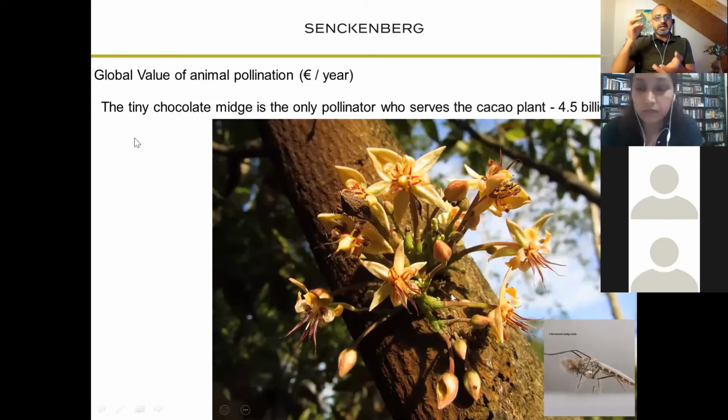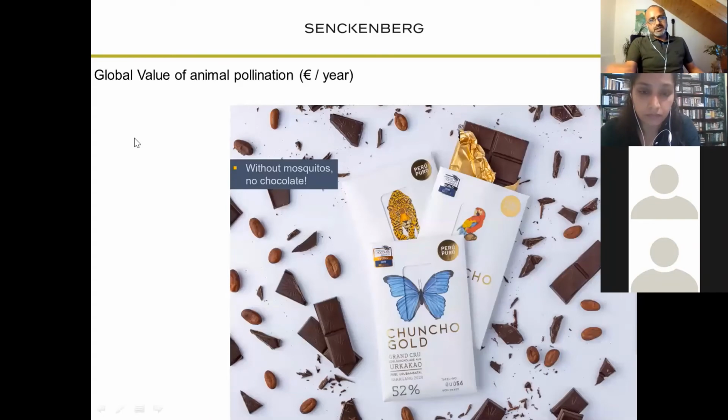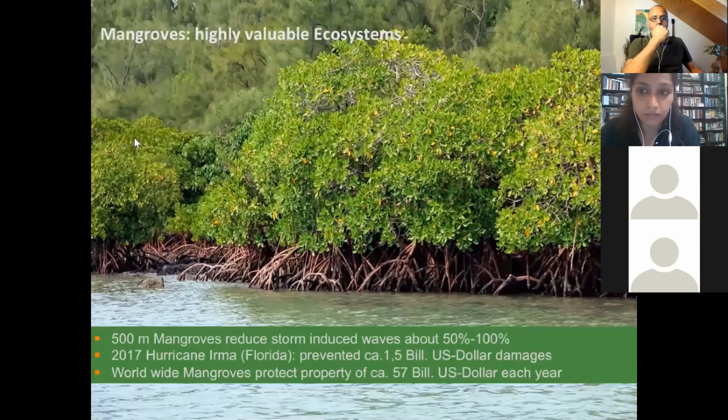So you can see, if there is a natural organism present in our ecosystem, and somehow we removed this tiny mosquito from our ecosystem, how much economic and social and ecosystem loss we can or have to bear for that. If these mosquitoes are left, there will be no chocolates, or we have to use artificial pollination methods.